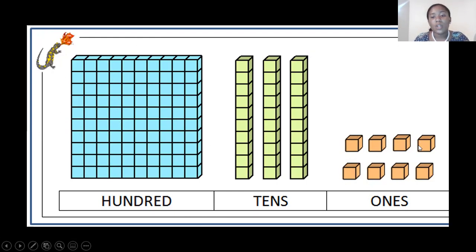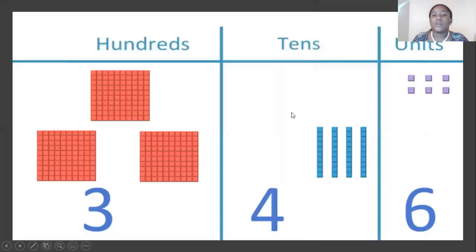Now let's look at our ones place. We're going to count by 1. 1, 2, 3, 4, 5, 6, 7, 8. So we have 1 hundreds block, 3 tens blocks, and 8 ones blocks. So our number would be 138 because we count 100, 10, 20, 30. 1, 2, 3, 4, 5, 6, 7, 8. 138. Wonderful. Let's go on.